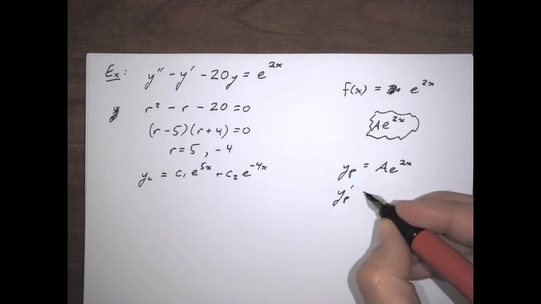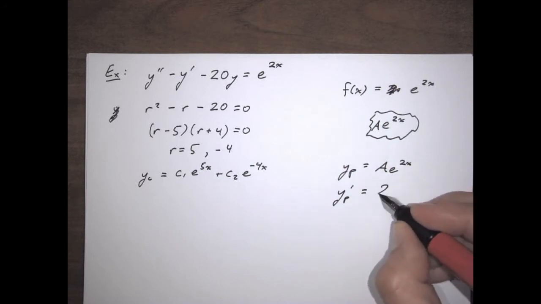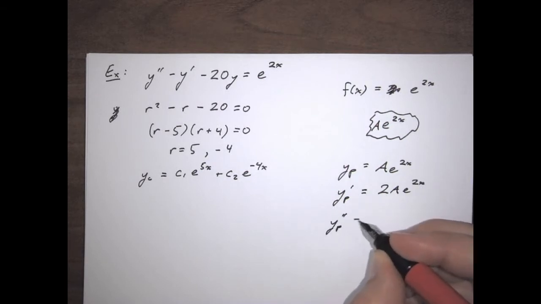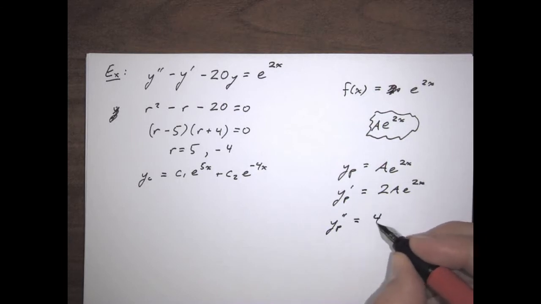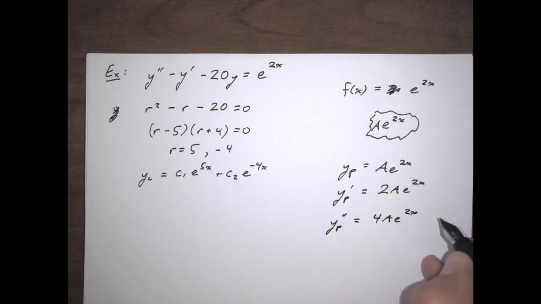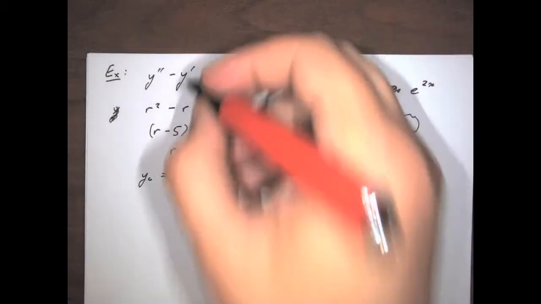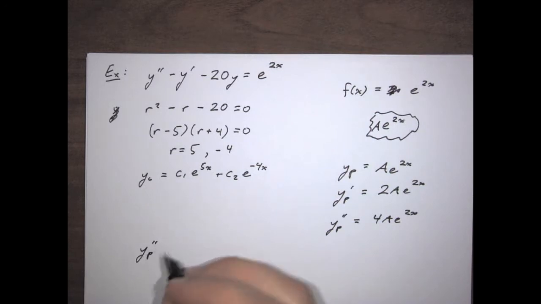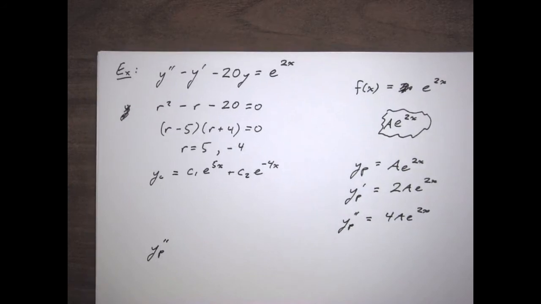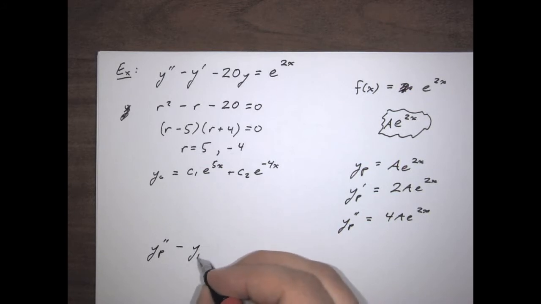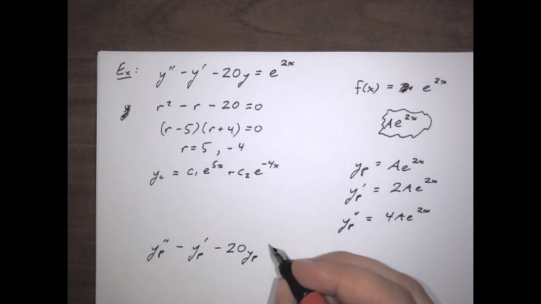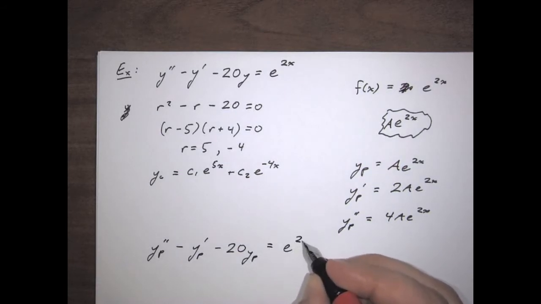So then yp prime is going to be 2a e to the 2x, and yp double prime is going to be 4a e to the 2x. And if we put these all in play here, we should be able to solve for the a. So yp double prime minus yp prime minus 20yp equals e to the 2x.